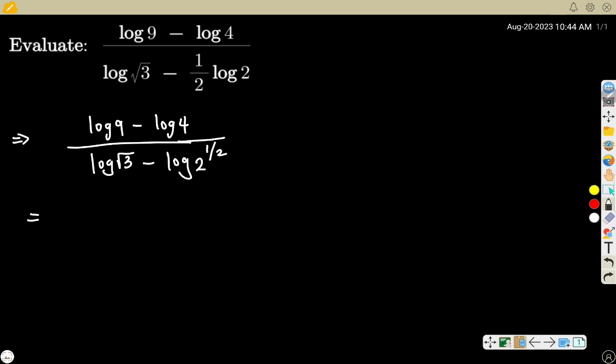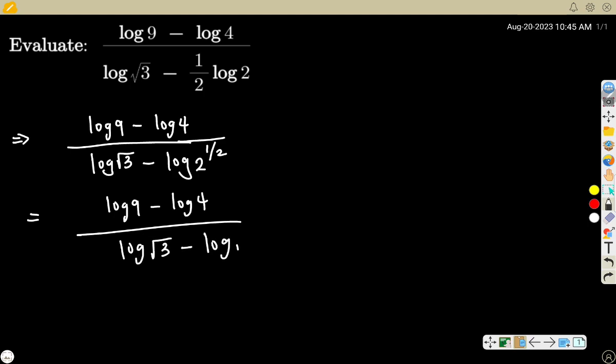So this is equal to log 9 minus log 4 divided by log square root of 3 minus log square root of 2. How? If I have a raised to power half, this is the same thing as square root of a. So this square root is power half. So take note, that means 2 raised to power half is square root of 2. Now apply the laws of logarithms.